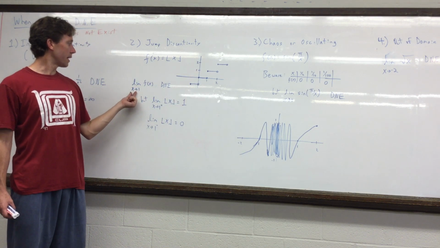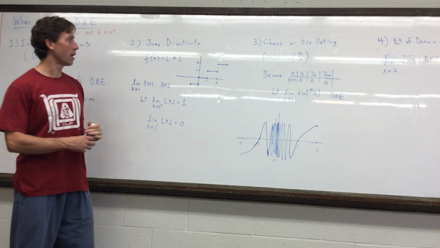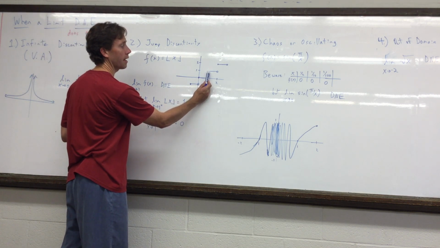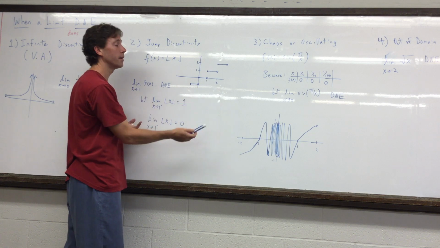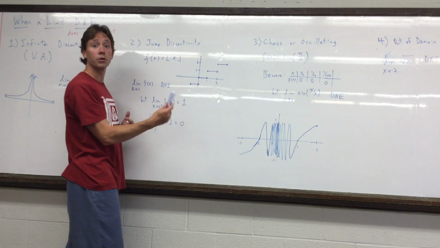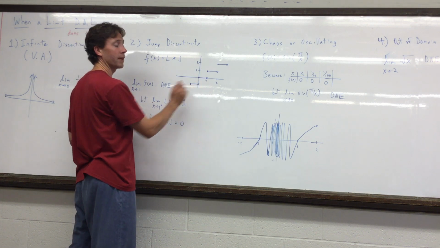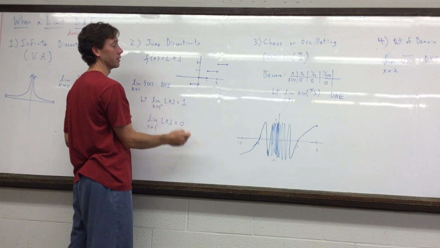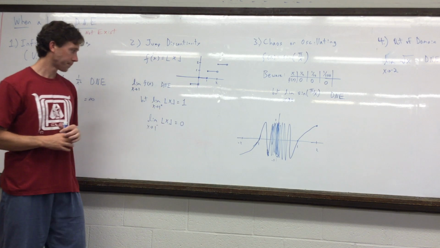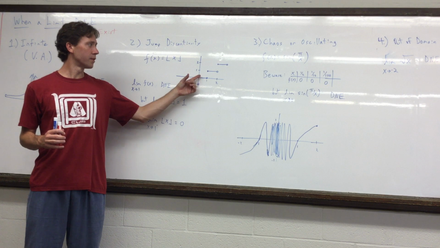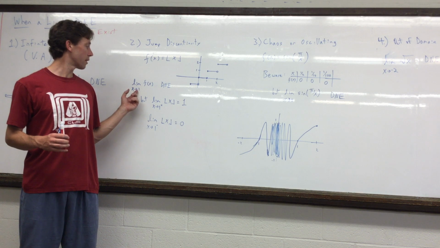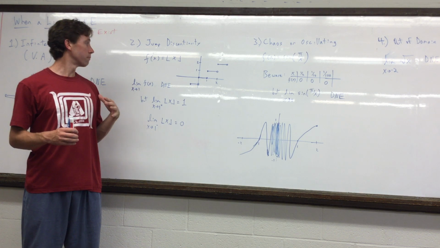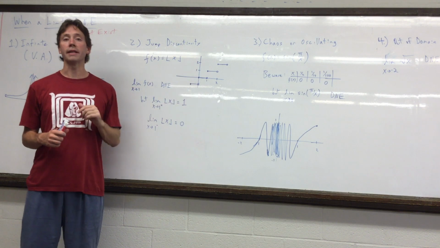So, what's the limit as x approaches 1 of this function? Well, if x is close to 1, then f of x also looks close to 1, right? f of 1.1 is 1, f of 1.01 is 1. But wait a minute, if x is close to but less than 1, then f of x is going to be 0. f of 0.9 equals 0. f of 0.99 is 0. So this limit doesn't exist because the behavior of the function is different depending on if you're slightly greater or slightly less than 1. Here, it doesn't really matter that f of 1 equals 1.